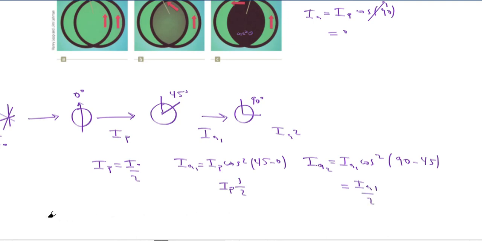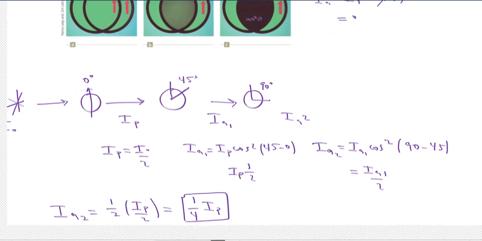So now if I want to back substitute for I_A2, I know it's I_A1 over 2, but I_A1 is I_P over 2. So this is 1/4 of I_P. Okay, it's not as bright as the incoming light, but it's definitely a lot better than 0.